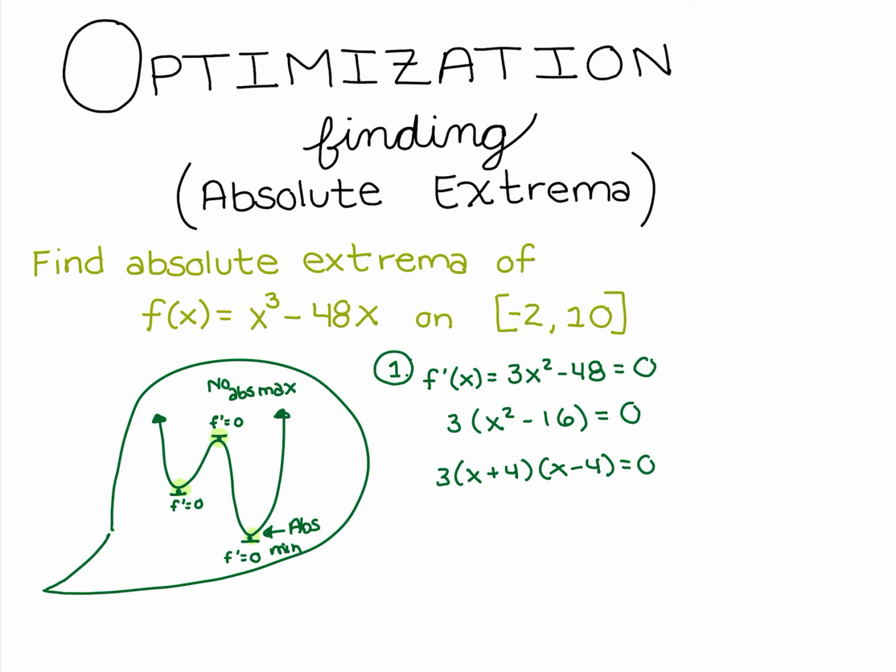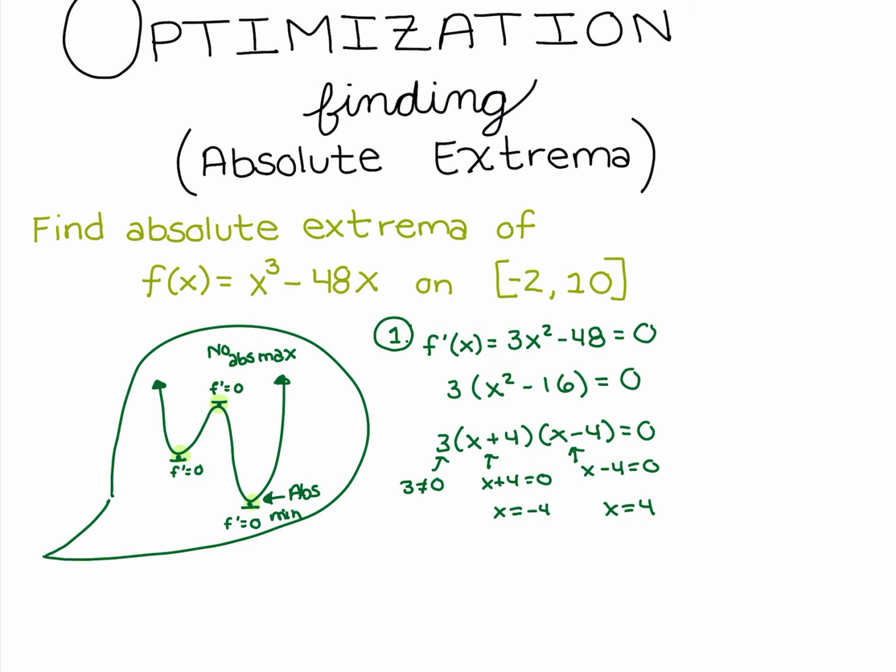Now these three things can only multiply to be 0 as long as at least one of the factors is 0. So we want to see, can we make the first factor 0? No. 3 is always 3. But can we make x plus 4 be 0? Yes, if x is negative 4. And can we make x minus 4 be 0? Yes, if x is positive 4. So we have two critical numbers, negative 4 and positive 4.